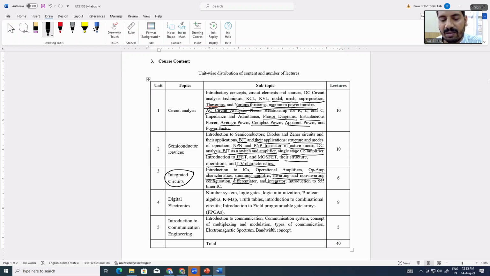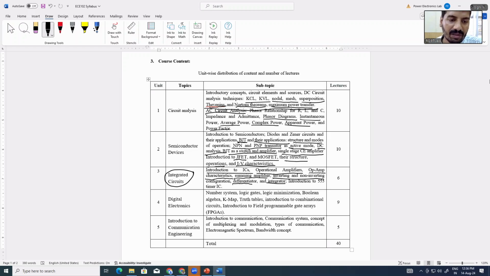Then another IC that is very common is the 555 timer IC. So for the introduction to the 555 timer IC, you have to see the circuit schematic of the 555 timer IC and its applications in this course. So in this unit, mostly you have to study the operational amplifier IC and the 555 timer IC. These two common ICs you have to study in this unit.